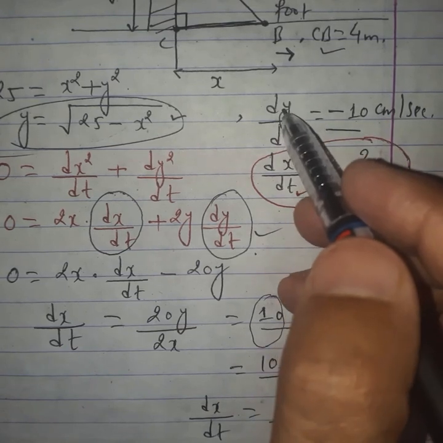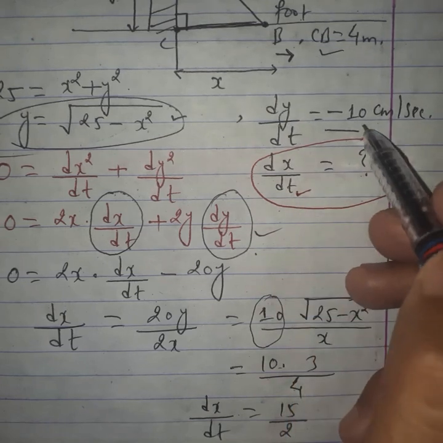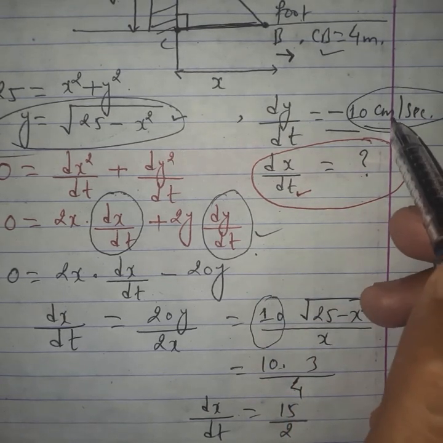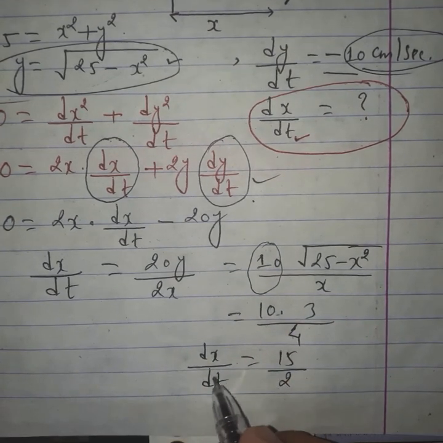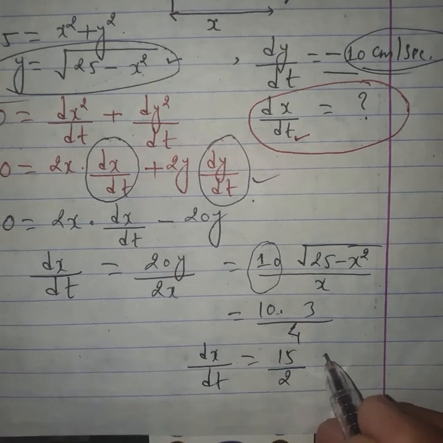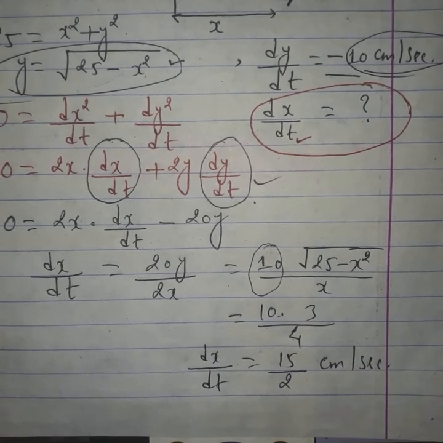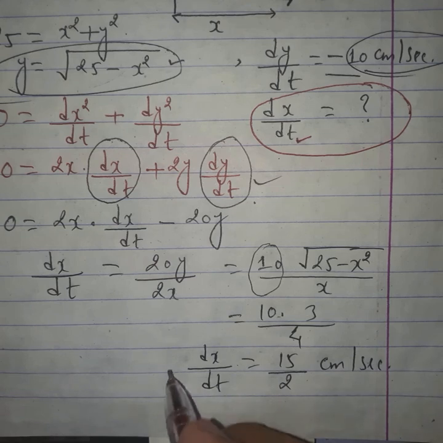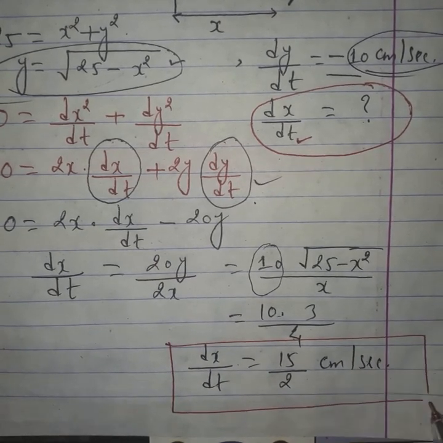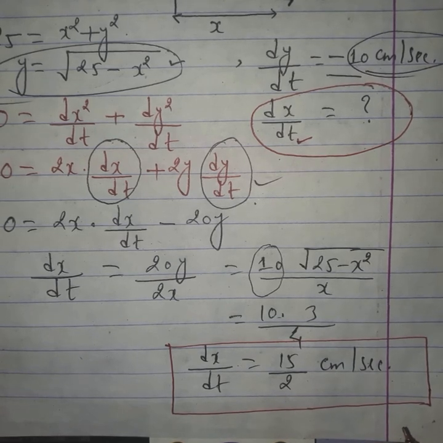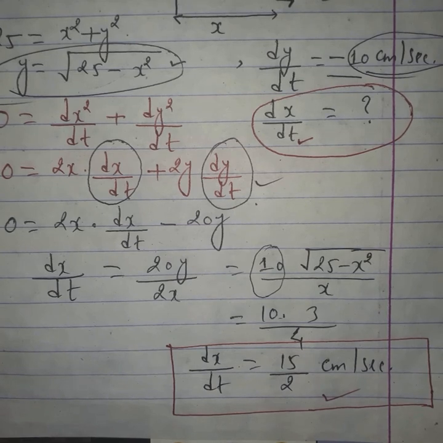The vertical movement is measured in centimeters per second, so the unit of measurement of dx over dt should be centimeters per second. Finally, the rate of change of the horizontal movement with respect to time is 15 over 2 centimeters per second. This is the final required answer of this question.